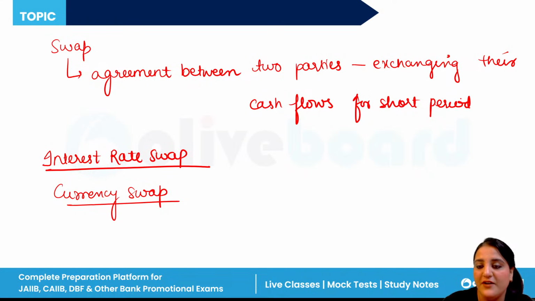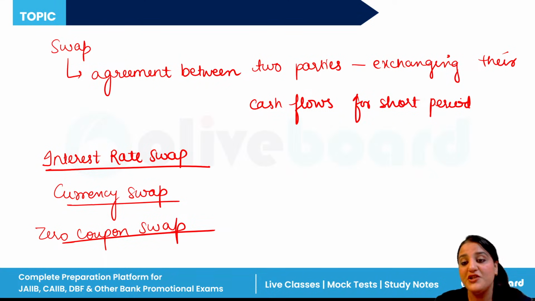Then the third one we have is the zero coupon swap. What is a zero coupon swap? In a zero coupon swap, one party pays nothing during the period and at the end pays a lump sum amount. It is very useful where cash flow is very tight, and that's why the zero coupon swap is there, where the party pays all the amount at the end, right?